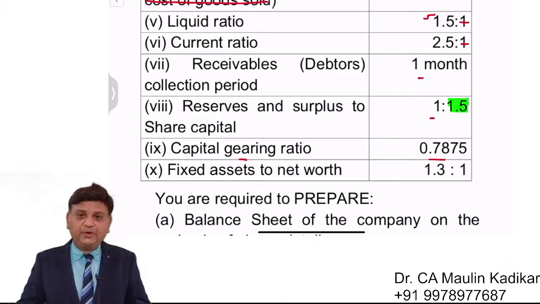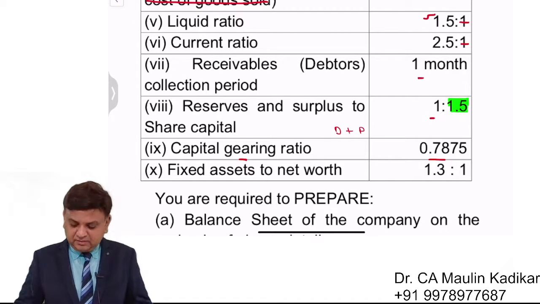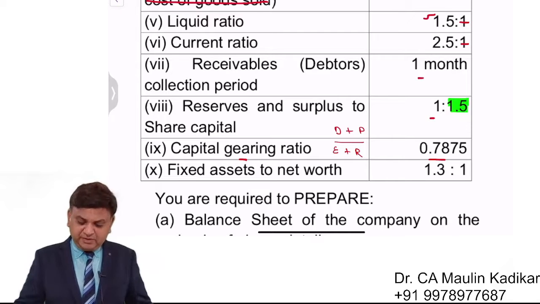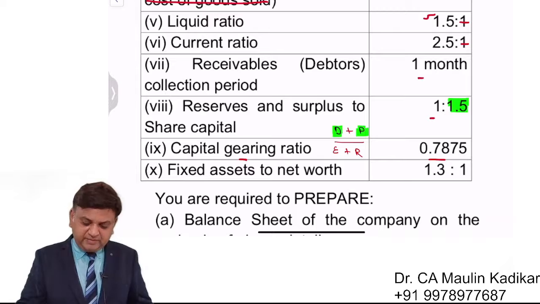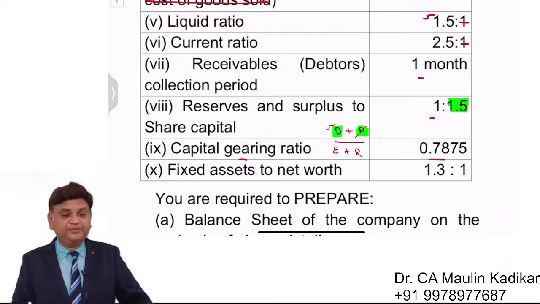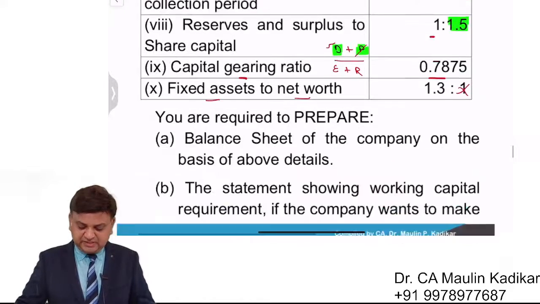Capital gearing ratio is 0.7875. The formula for capital gearing ratio is debt plus preference share capital divided by equity share capital plus reserves and surplus. However, many times we are not provided with the information of debentures as well as preference shares. So using this capital gearing ratio, we can calculate the debentures only and not the preference share, because we assume that there is no preference share capital. Fixed asset to the net worth 1.3 to 1 does not have any sense.